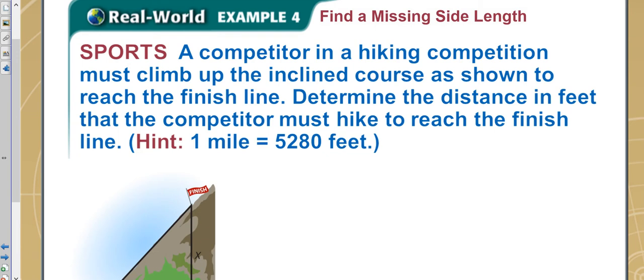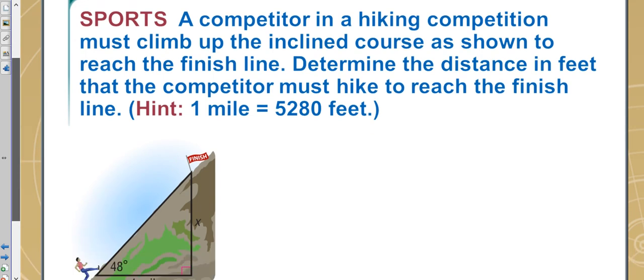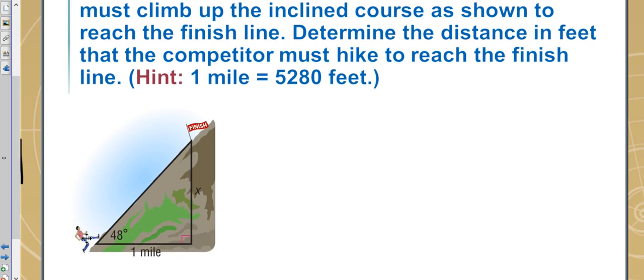All right, let's take a look at this real-world example. It says in sports, a competitor in a hiking competition must climb up the inclined course as shown to reach the finish line. Determine the distance in feet that the competitor must hike to reach the finish line. So here we are, here's the person. We know the finish line is 1 mile away this way, but we want to know how far we must hike to get up there.